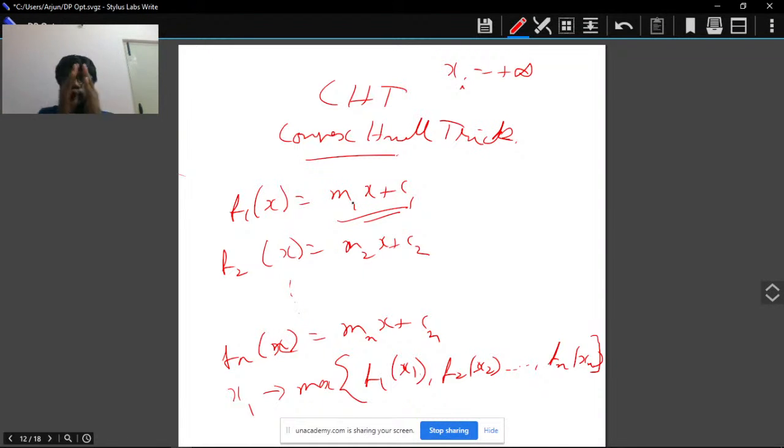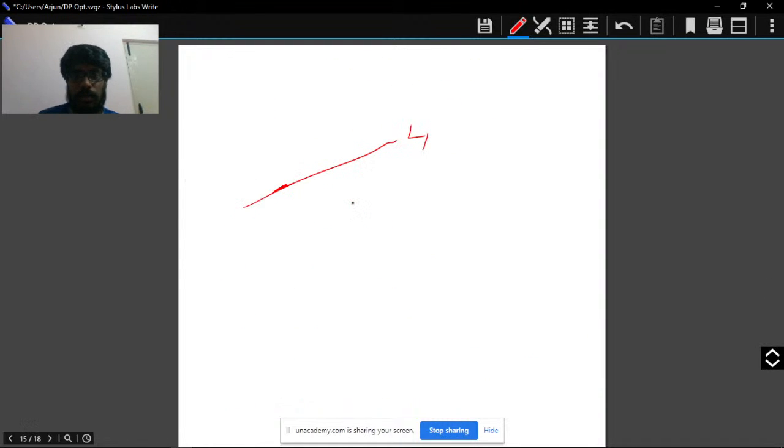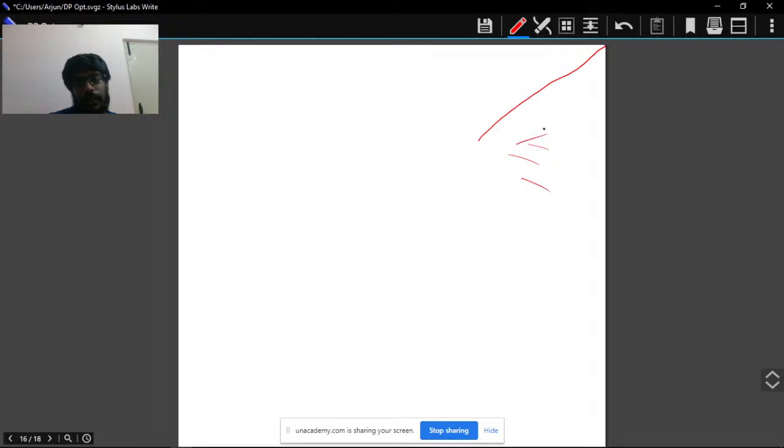So when you look at your graph, when you look at the plane, towards the right, it's going to be the line with the highest slope, right? So it's going to be like this. At the end, it's going to be this one line with the maximum slope. This is going to be the maximum. Every other line is going to be down like this somewhere.